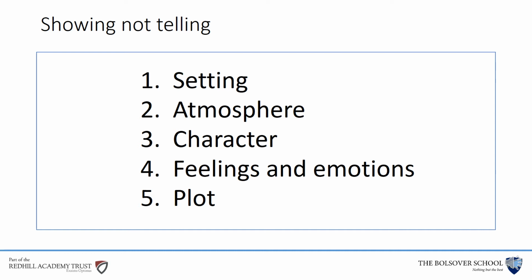When we are writing a narrative, we need to be aware of the different times it is necessary to use showing instead of telling. I'm going to go through 5 examples with you. We're going to cover setting, atmosphere, character, feelings and emotions, and plot, all the key ingredients to writing a successful story. It would be a good idea to stop the video at the end of each example and have a go at writing your own description.